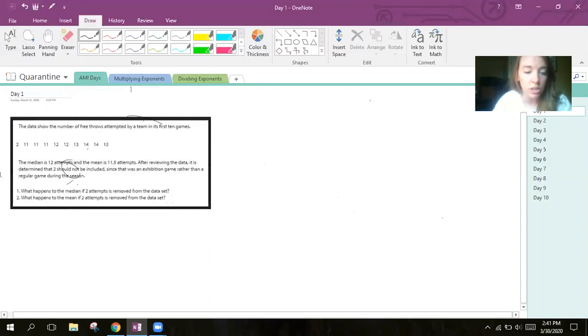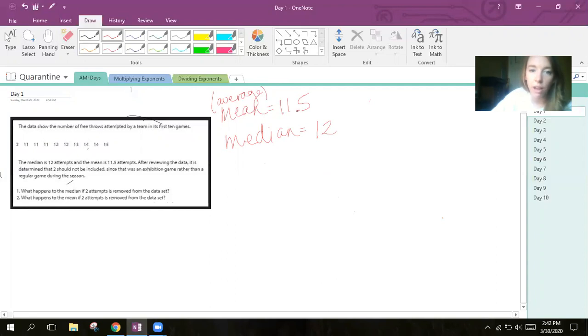It says the median is 12 attempts and the mean is 11.5. Okay, so let's go ahead and write that out so that we can write out what we already know. Okay, so it says the mean is 11.5 and the median is 12. Okay, so before we move forward, we need to remember what those two words mean and how to find them. Okay, so let's start with the mean. The mean is the average. Okay, so how did they get 11.5 as the average?